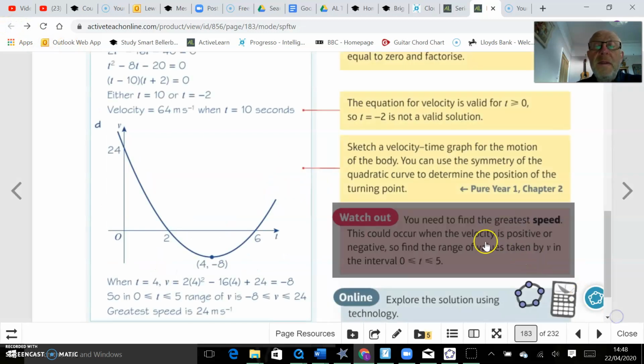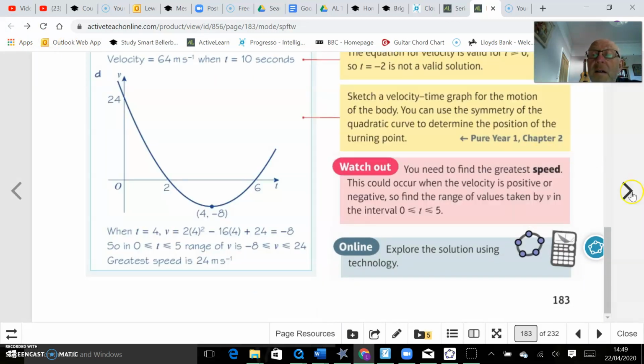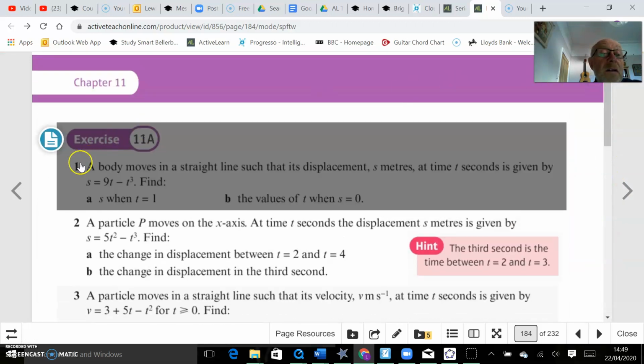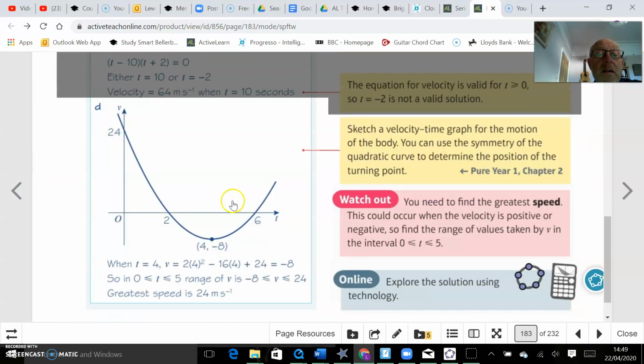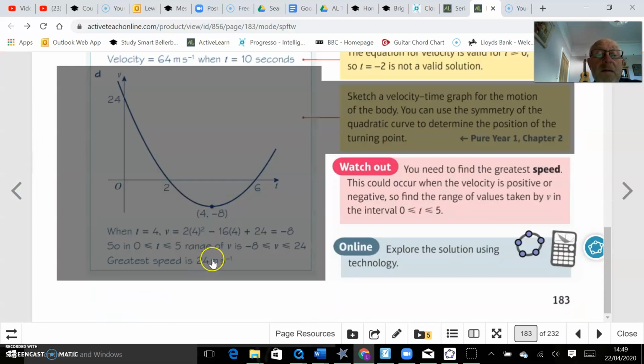So closing that, going to the next page. Right, greatest speed is 24. Okay.